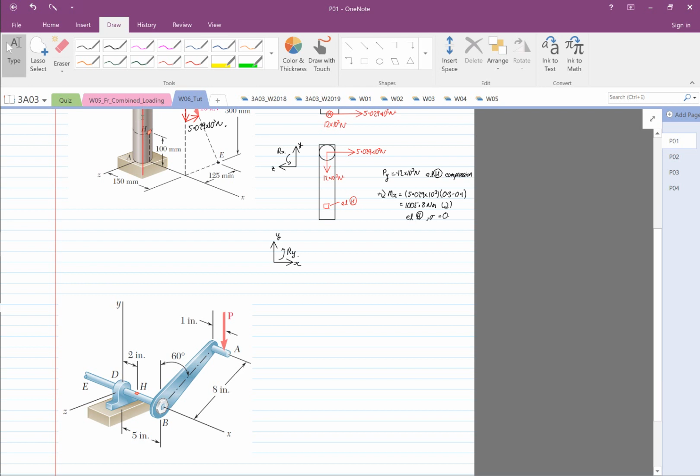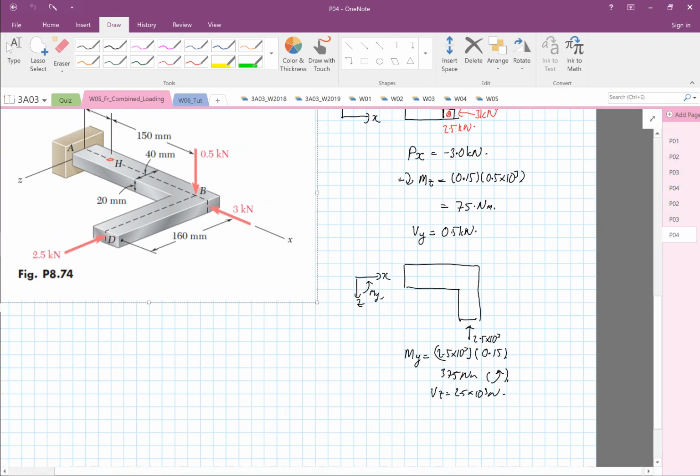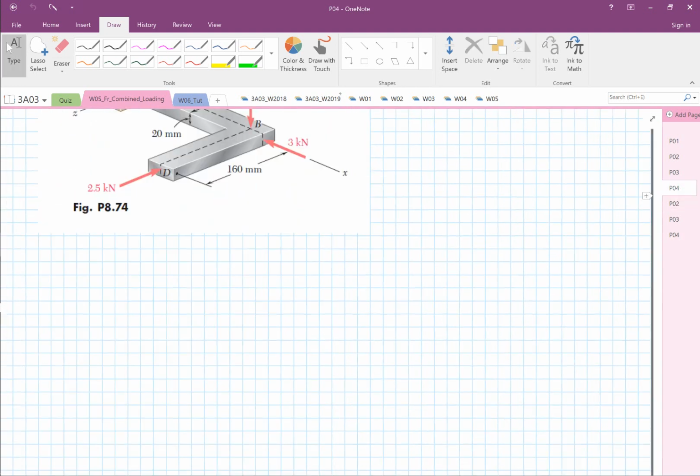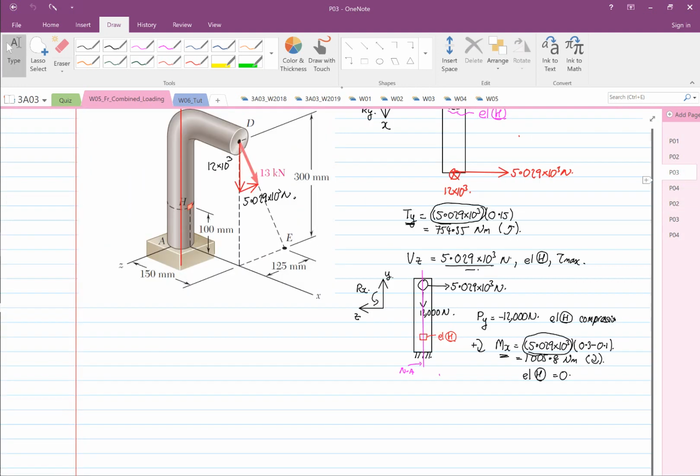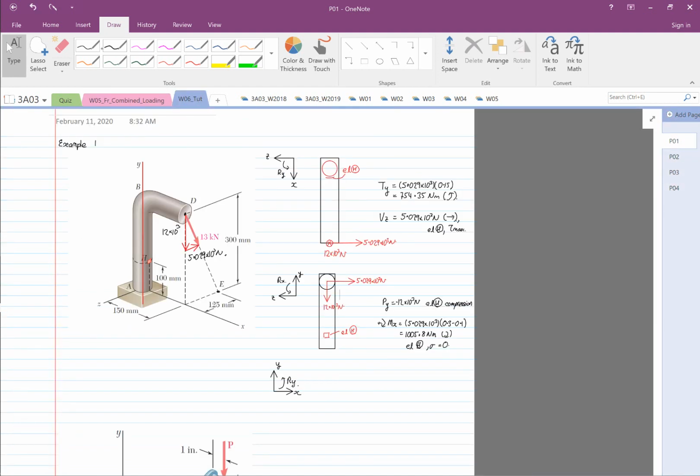Hello, this is a tutorial on combined stresses under combined loading. So on Friday, where I finished off, we looked at this example, which I did not quite finish yet. We're going to continue from there. We're going to view this structure from another axis.